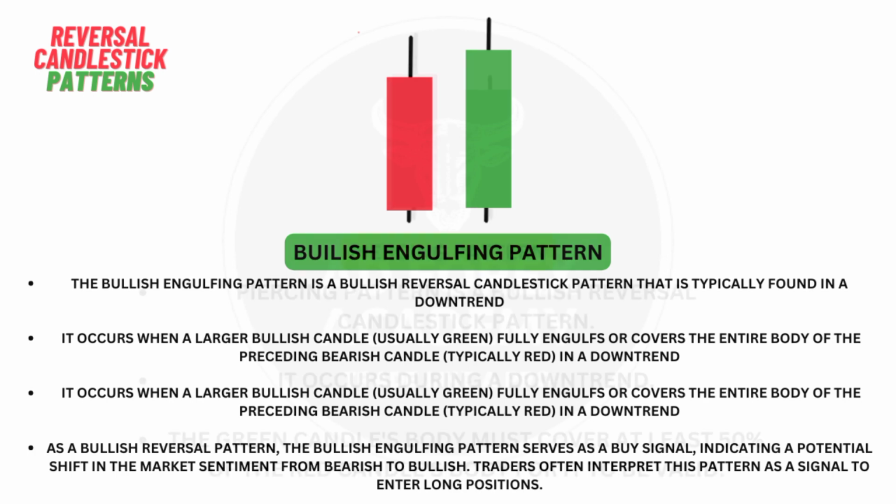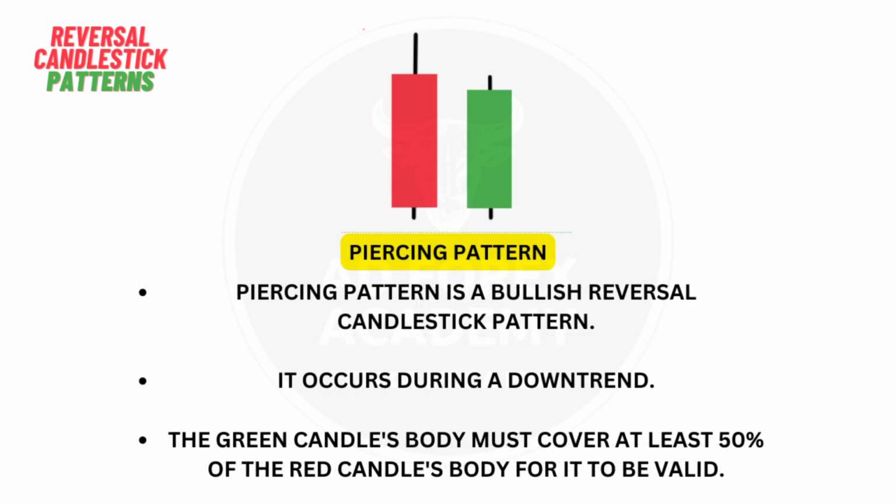Moving on to the piercing pattern, which is quite similar to the bullish engulfing pattern, but with a slight difference. In the piercing pattern, the green candle doesn't entirely cover the preceding red candle. However, it covers at least 50% of the red candle's body during a downtrend. This pattern serves as a bullish reversal signal, indicating a potential shift from a downtrend to an uptrend. You should look for piercing patterns in a downtrend, especially at support levels where demand is likely to overcome supply, leading to an upward price movement.